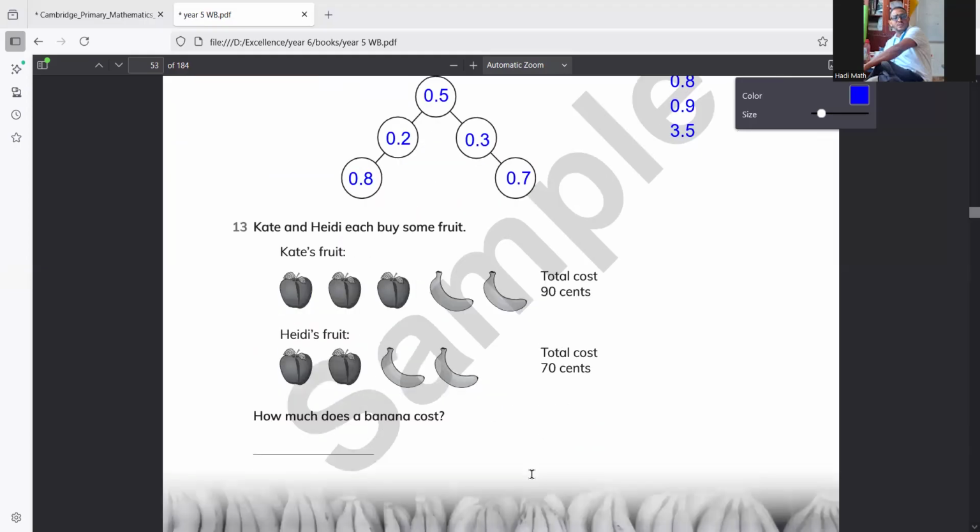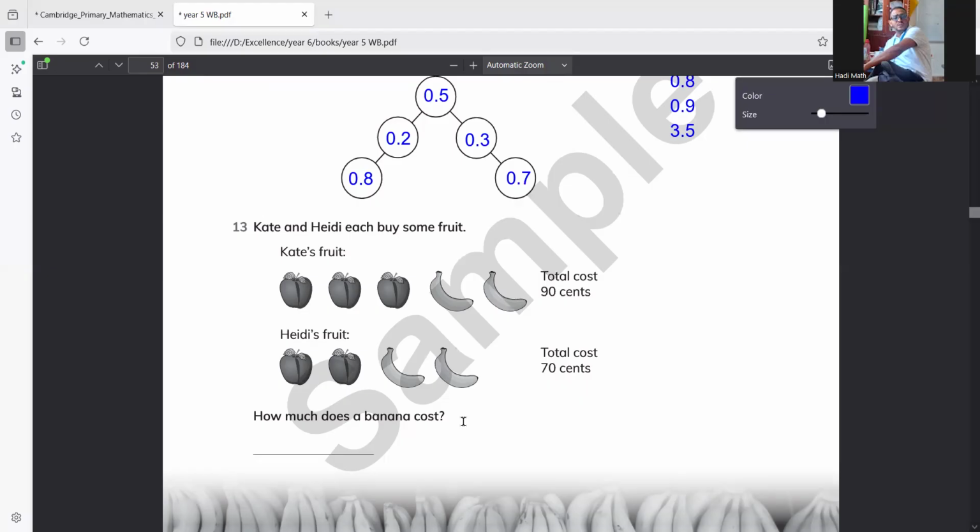This question says Kate and Heidi each buy some fruit. Kate's fruit, the total cost is 90 cents. And Heidi's fruit, the total is 70 cents. How much does a banana cost? You need to act in a very smart way regarding this question. You see what is given to you and you try to find it out.